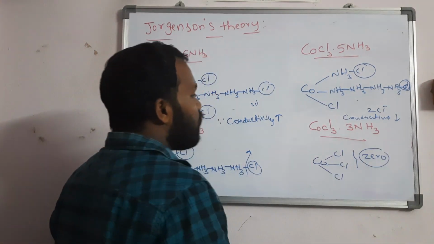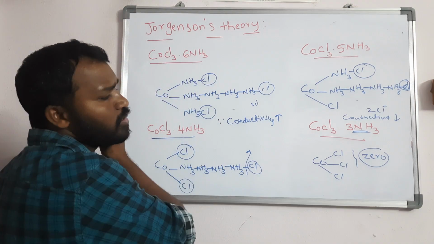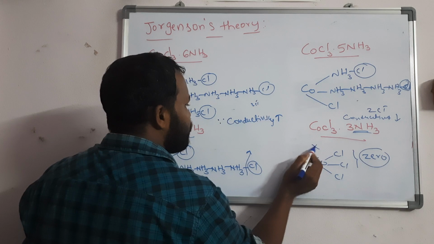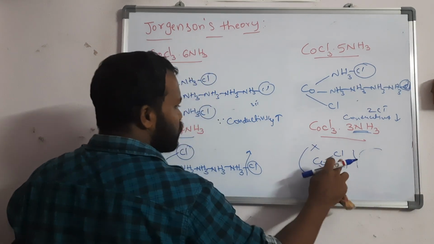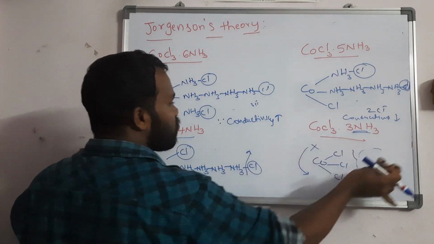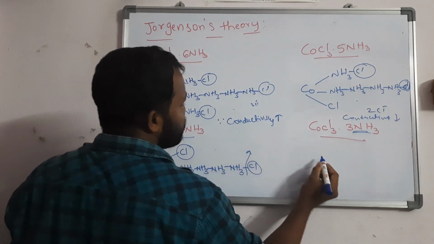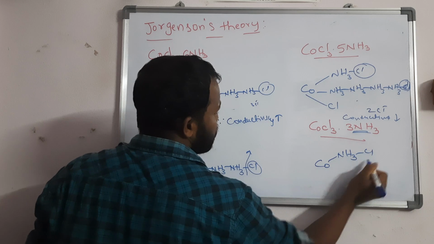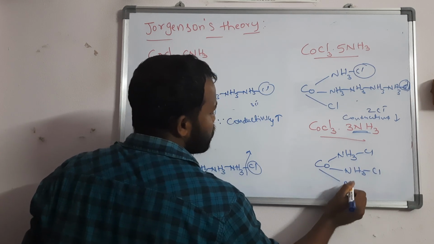There is no accommodation for the further ammonia molecules. Hence this structure was given by Jorgensen in the form of this. So actually the structure should be like this, Cl, Cl, Cl, and there is no further coordination site for the ammonia. Hence Jorgensen gave the structure like this, NH3Cl, NH3Cl. This is the structure given by Jorgensen.